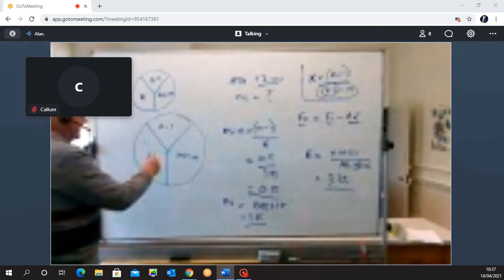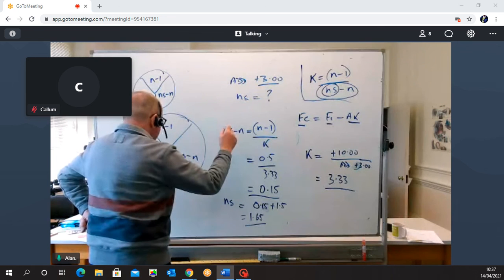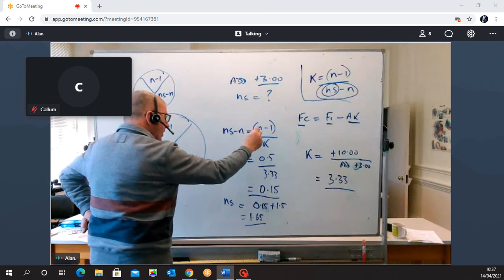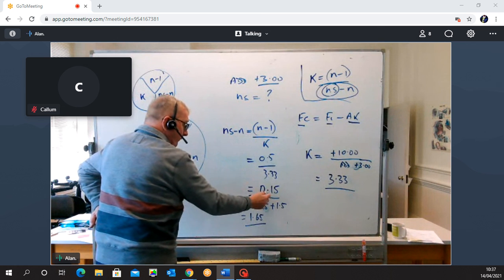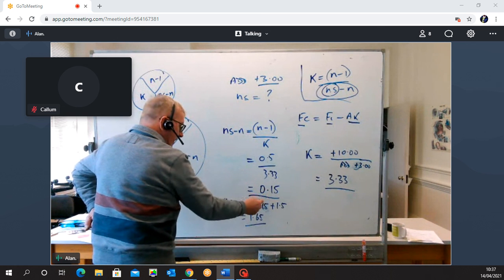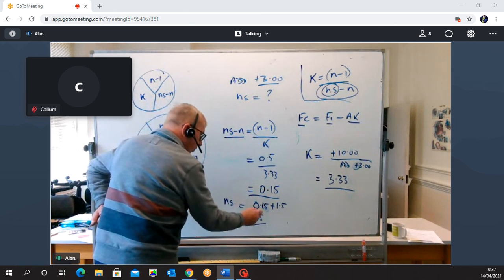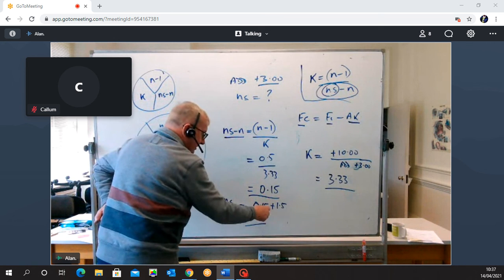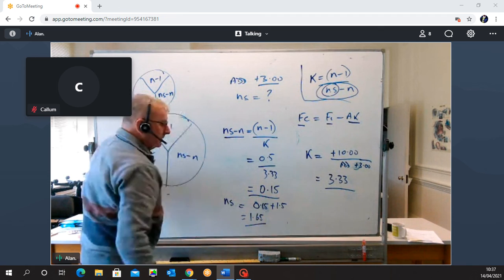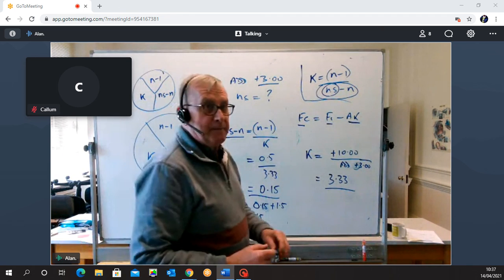So once again, ns minus n is n minus 1 over k, which comes to, which you told me is 0.15, sounds good to me, but that's ns minus n. So ns on its own will be 0.15, take that over the other side, becomes plus, add on n. So the index of the segment goes to 1.65. That's quite hard, that bit.